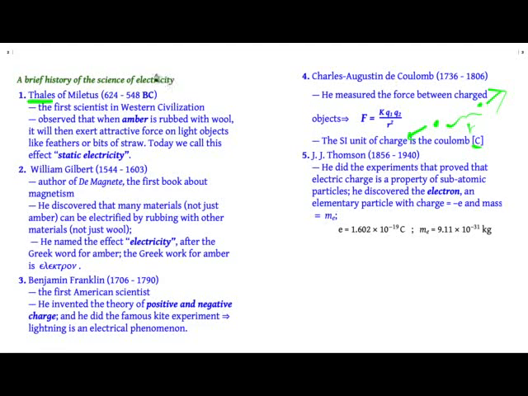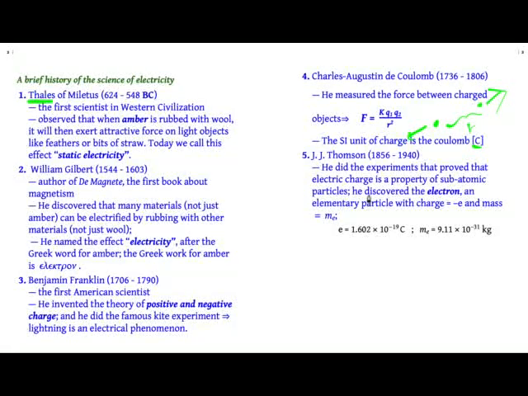One more name in this history is J.J. Thomson. J.J. Thomson was an Englishman. He lived a bit later, from 1856 to 1940. He did experiments in the late 19th century and the early 20th century, and he did the experiments that proved that electric charge is a property of subatomic particles. He discovered the particle we call today the electron, an elementary particle that occurs in all atoms. It's the negative charge in an atom.